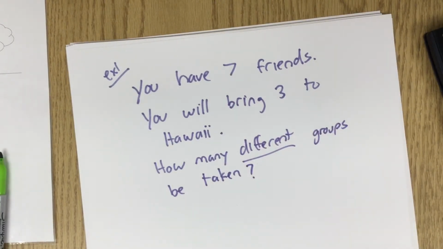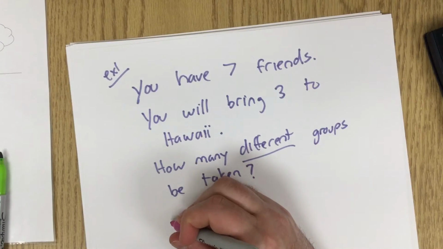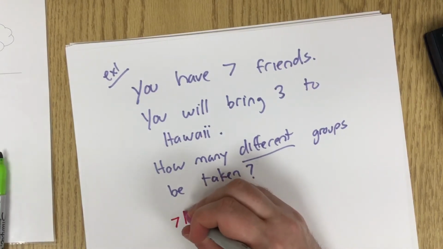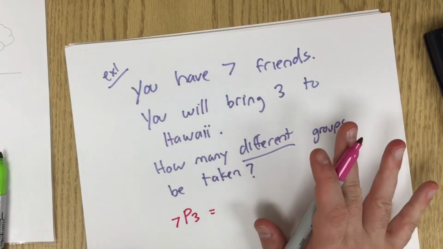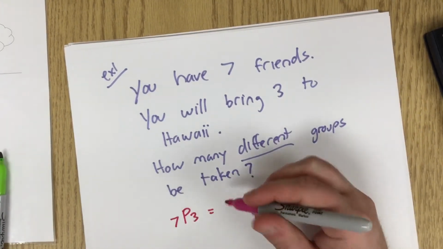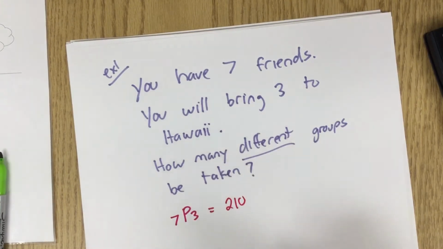So let's say we were going to pick the 3 friends in order. If we were going to pick the 3 friends in order, then that would just be 7 pick 3. So if we were going to bring them in order, it's 7, we're picking 3 of them, and that would give us 210.